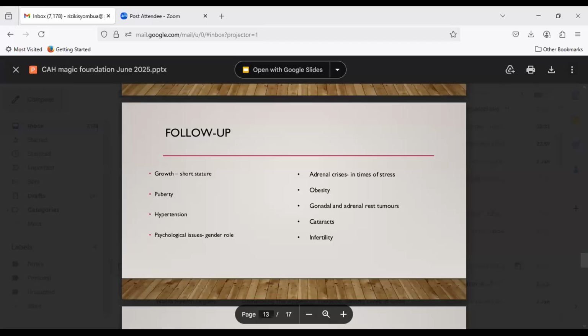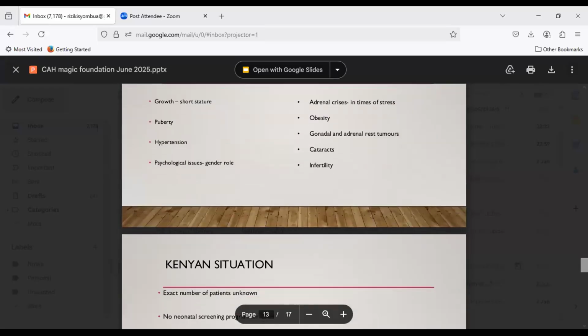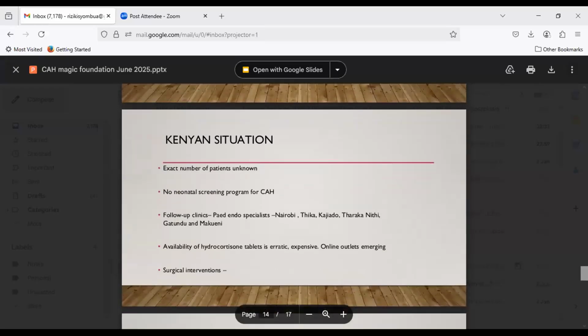Then they may go into adrenal crisis in terms of stress. They may develop obesity. Now, long-term stimulation with ACTH, of course, they may have gonadal or adrenal rest tumors. Then others develop cataracts and infertility. So these are complications that may arise as you follow up these patients. You need to be aware and take care of them.